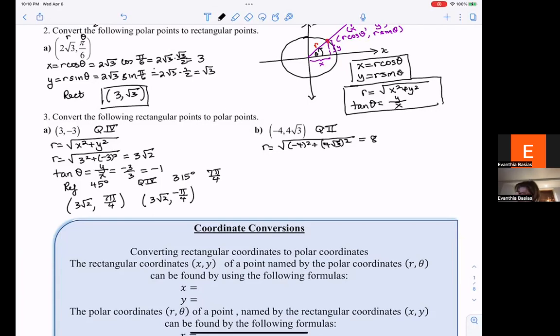All right, and in B, we have tan theta is equal to 4 root 3 over -4, which is negative root 3. The reference angle here, I believe, is 60 degrees. So in quadrant 2, that would be 120 degrees, which is 2 pi over 3. So the polar point would be 8 for the radius and 2 pi over 3 for the angle.